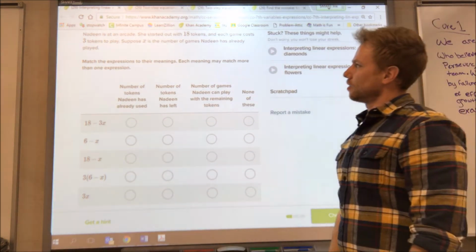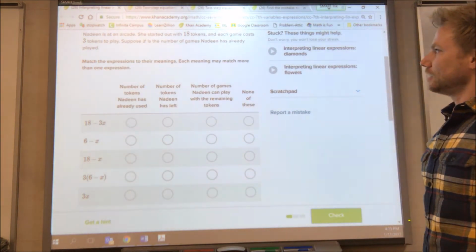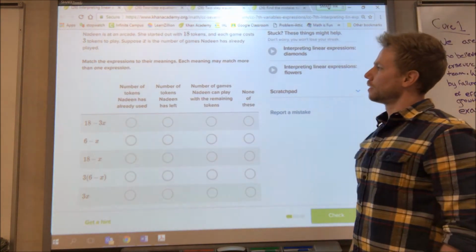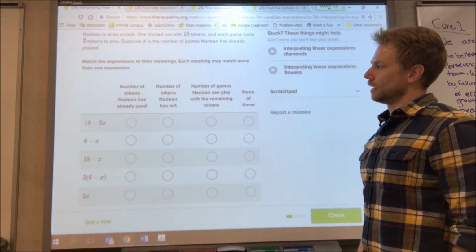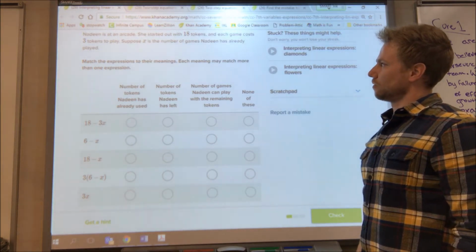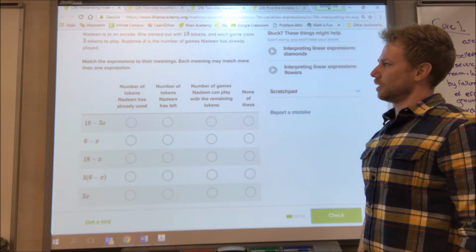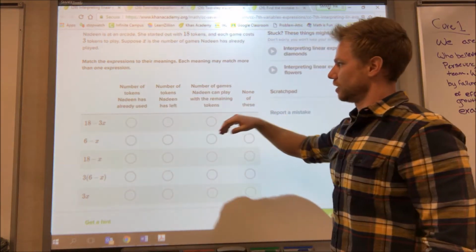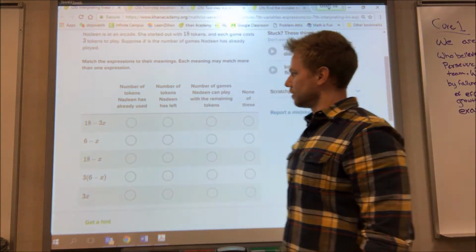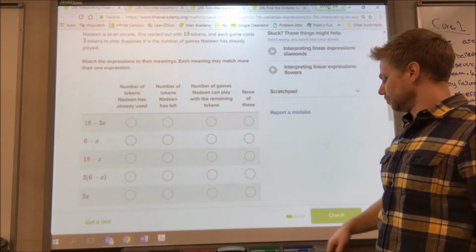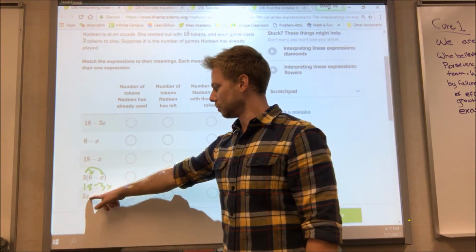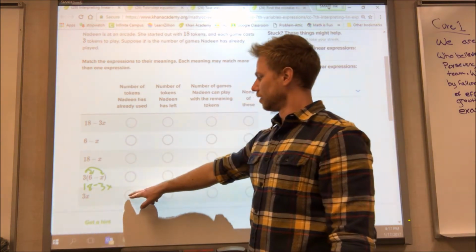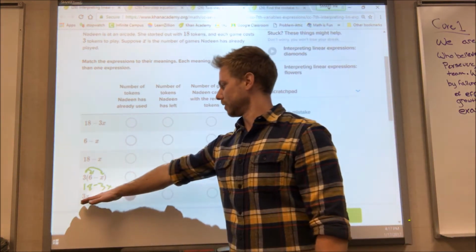All right, Nadine is at an arcade. She started out with 18 tokens. Each game costs 3 tokens to play. Suppose X is the number of games that Nadine has already played. Okay, we need to figure out which one of these match this. So we want the number of tokens Nadine has already used. The number of games she played times 3 will be the number of tokens she's already used.